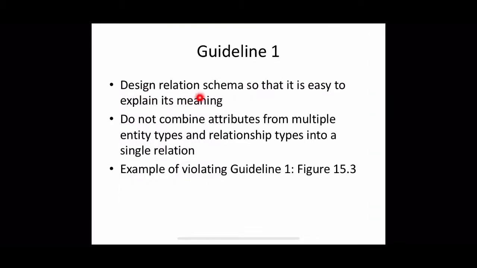Design a relation schema so that it is easy to explain its meaning. Do not combine attributes from multiple entity types and relationship types into a single relation. If a relation schema corresponds to one entity type or one relationship type, the interpretation will definitely be straightforward. Otherwise, if we combine different relations together to form a new relation, there can be some ambiguities in interpreting the meaning. We can see some examples which violate this guideline.